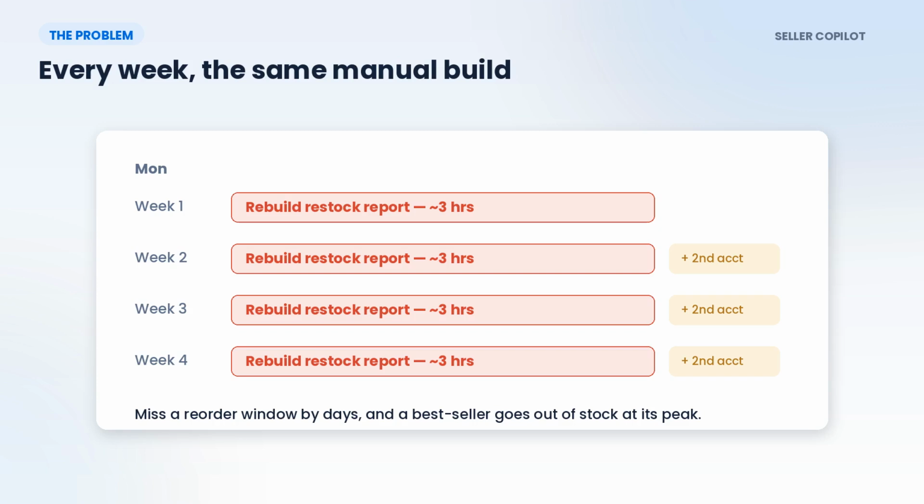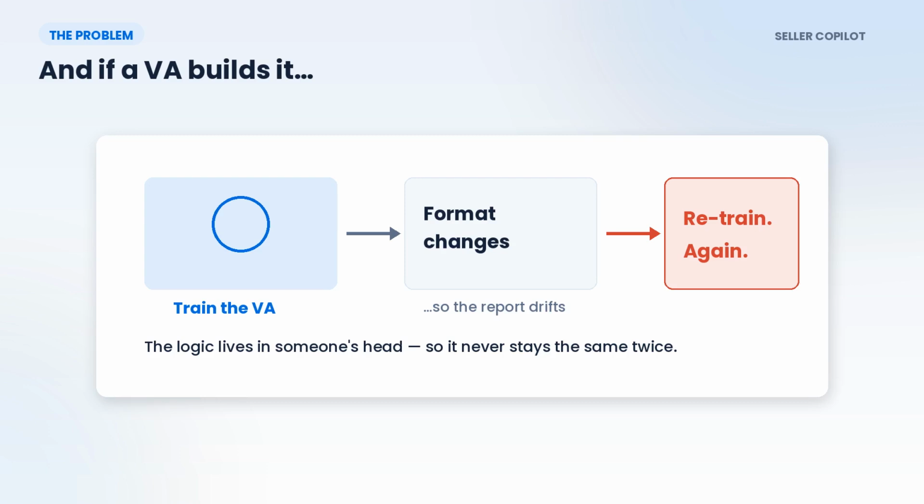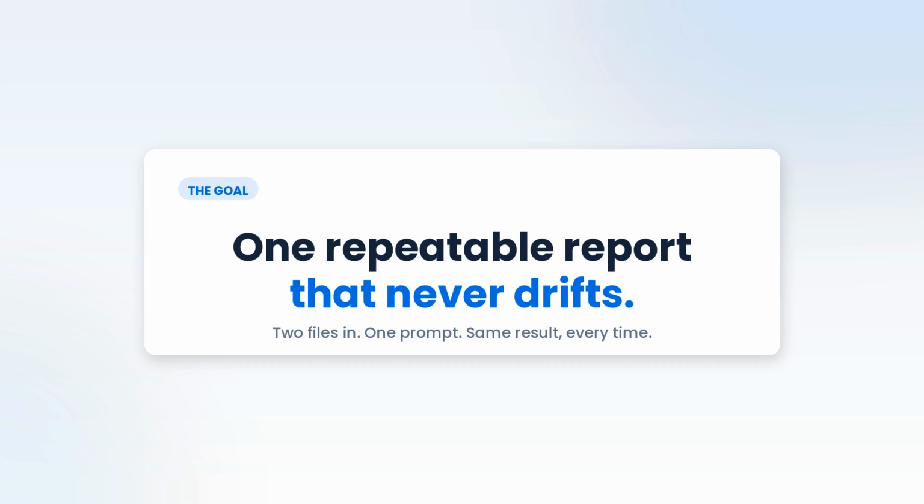Here's why manual restock reporting quietly breaks the moment you run more than one account. You're pulling stock and sales numbers per size and per material by hand every single week. Miss a reorder window by a few days and a best seller goes out of stock right when it's selling fastest. And if a virtual assistant builds it, you're training and retraining them every time the report format changes. The logic lives in someone's head, so it drifts. So the whole goal here is one repeatable report that never drifts. 2 files in, 1 prompt, the same result every time.